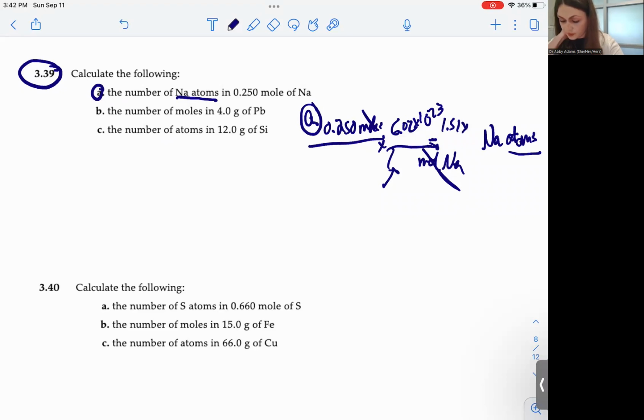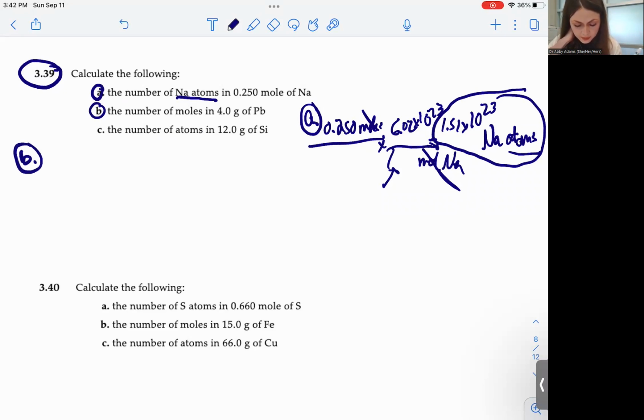Do this on your calculator. You can pause the video if you want. Do it on your calculator. Make sure you get that. Make sure I'm right. All right. Because everybody makes mistakes. B, the number of moles in 4.0 grams of lead.